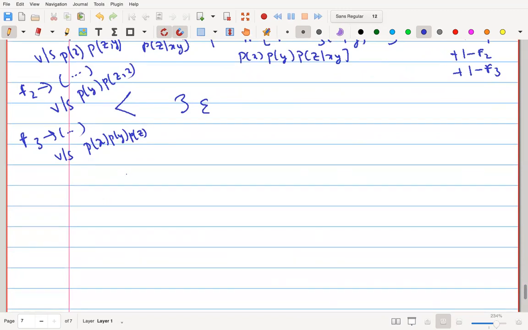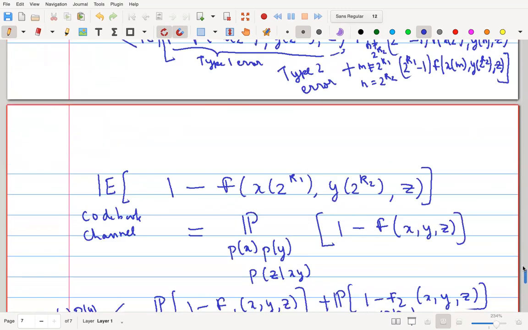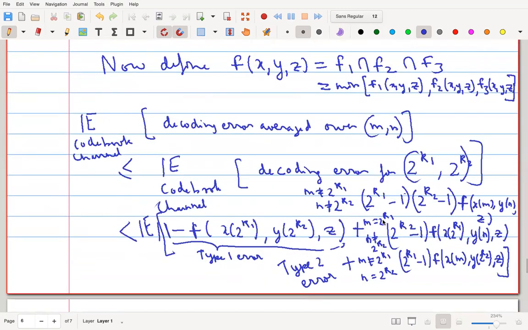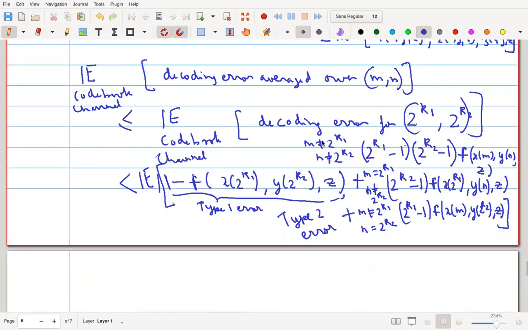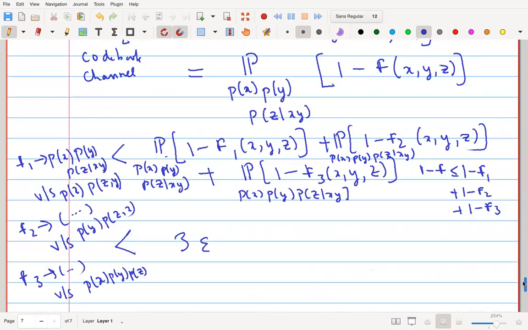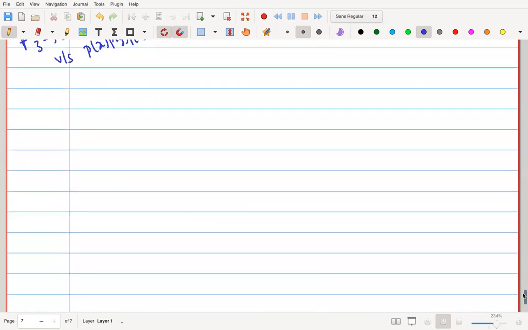Remember, in the type 2 errors, there were actually 3 contributions to the type 2 error. So let me flash it again. There was the contribution where m was equal to 2 to the r1, but n was not equal to 2 to the r2. Or maybe let's look at the easiest: m not equal to 2 to the r1 and n not equal to 2 to the r2. So for the type 2 errors, we are going to look at the expectation over codebook, channel.